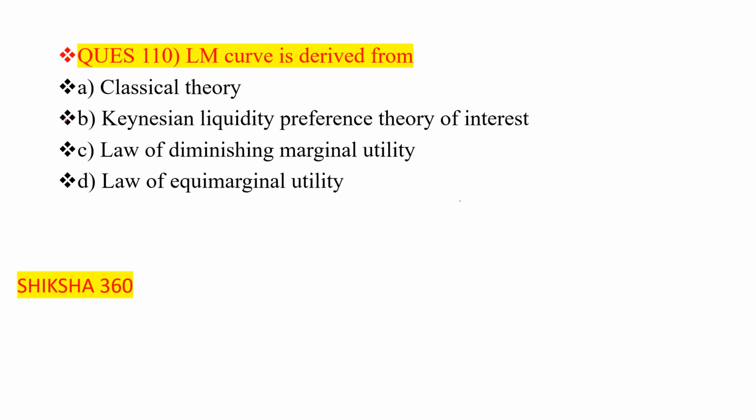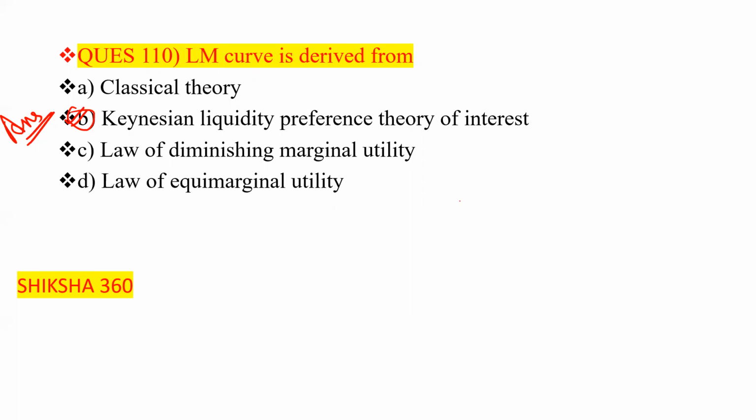So what is the correct answer here? Option B is the correct answer. The LM curve we derive from the Keynesian liquidity preference theory of interest. So please remember these things.